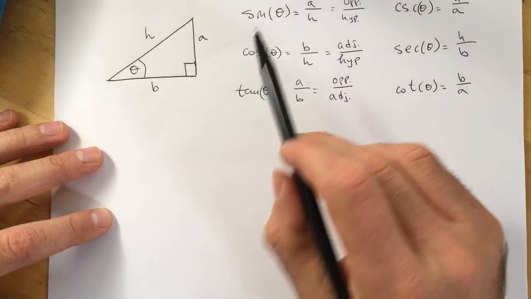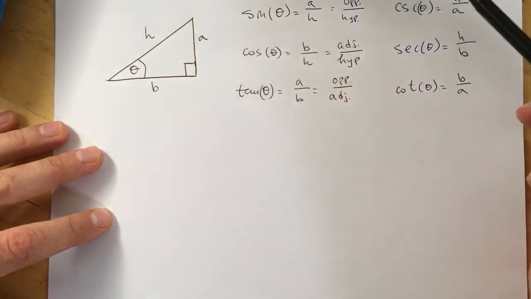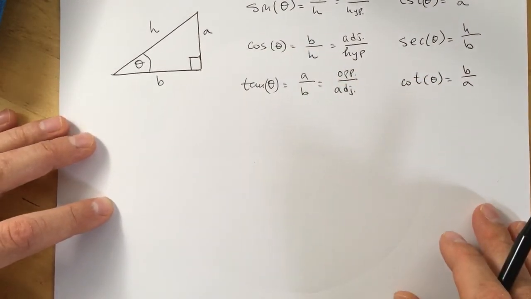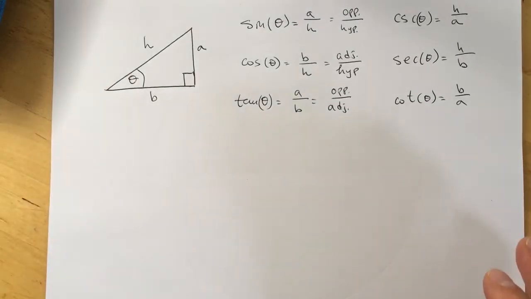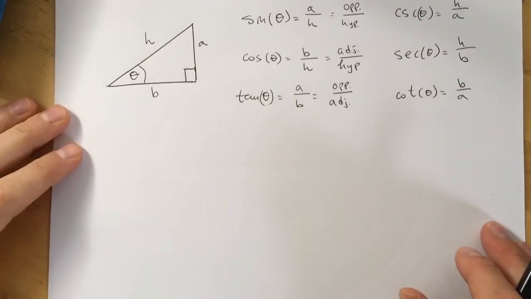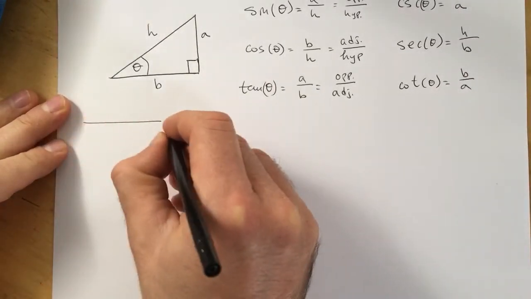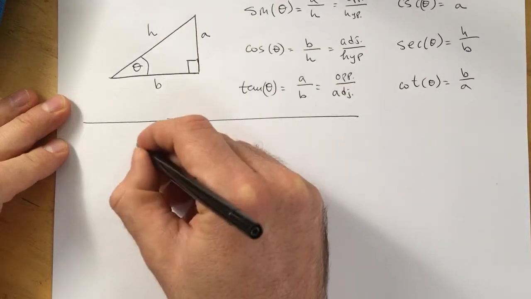Okay, so now we want to know the sine, cosine, and tangent of these three very famous angles, and those angles are 30 degrees, 45 degrees, and 60 degrees. Okay, so let's sketch the following two triangles.